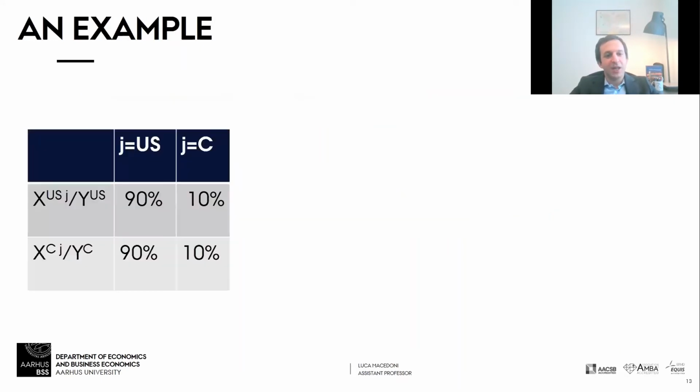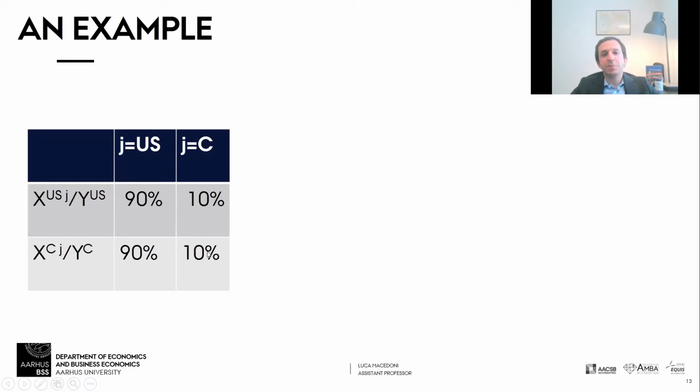And so if we create a matrix with bilateral trade flows controlling for size, what we have here is the exports from the US to the US or Canada divided by the income of the US: 90% in the US and 10% in Canada. Whereas the exports from Canada as a share of total Canadian production are 90% in the US and 10% in Canada. That's what we said before. Okay?